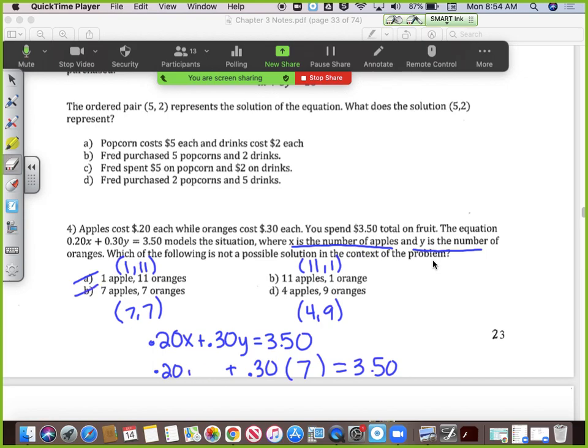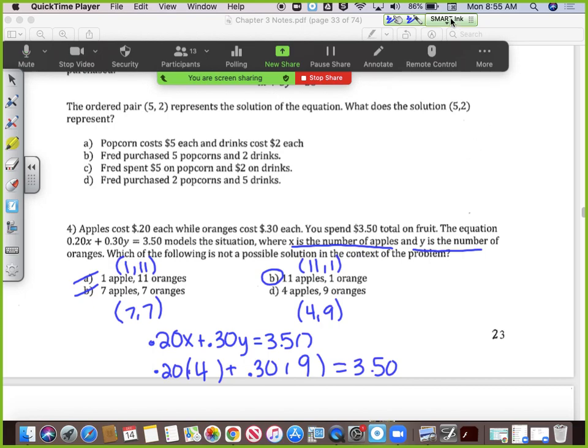Changing the next one, this is going to become an 11, this is going to be a 1. So 0.20 times 11 plus 0.30 times 1 is 2.50. So C definitely does not work. This doesn't equal 3.50. Let's just verify there's not more than one answer by replacing in a 4 for x and a 9 for y. 0.20 times 4 plus 0.30 times 9 equals 3.50. So C is the only one that does not work.